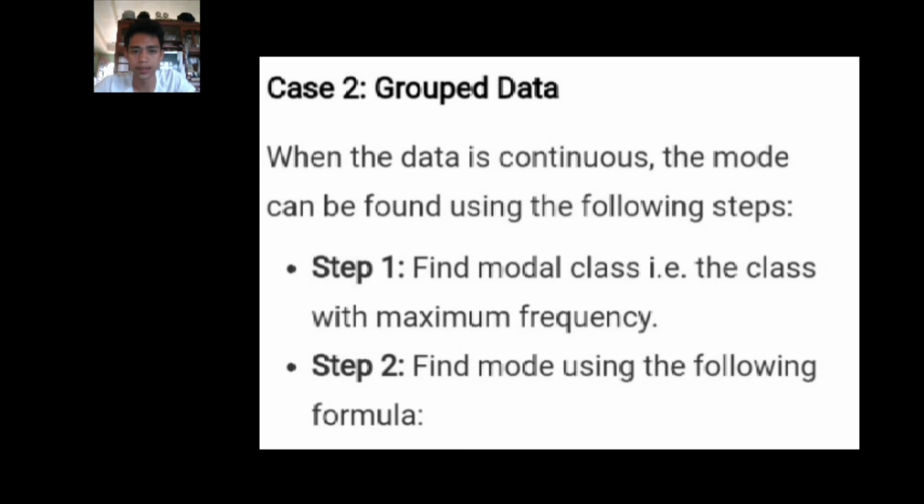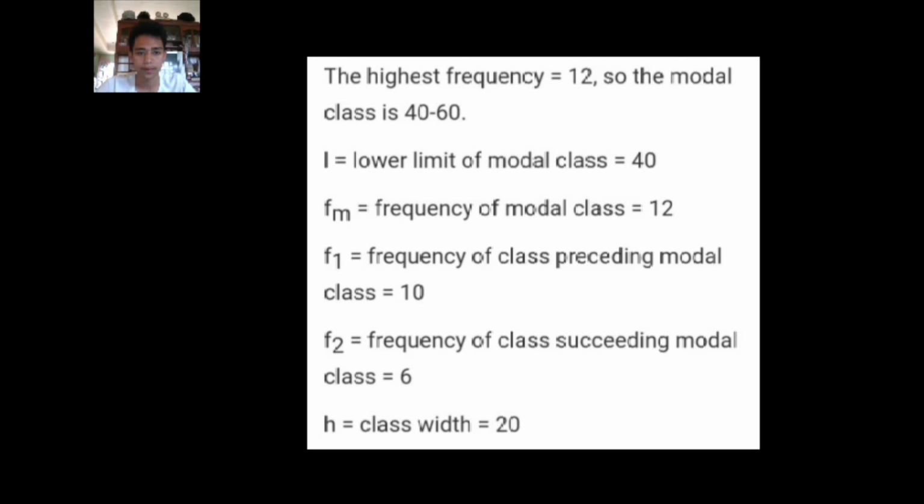In case 2, which is grouped data, when the data is continuous, the mode can be found using the following steps. Step 1. Find the modal class, i.e. the class with maximum frequency. Step 2. Find the mode using the following formula, which is this, where L equals lower limit of modal class, Fm equals frequency of modal class, F1 equals frequency of class preceding the modal class, F2 equals frequency of class succeeding, and H equals class width.